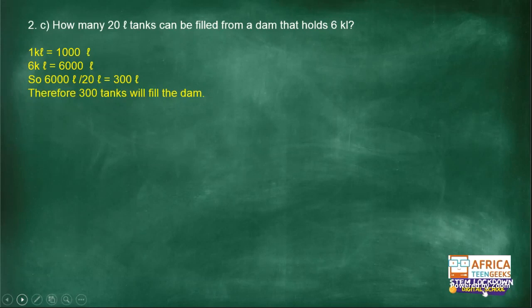So we're not multiplying, we divide, and the answer will be 300, right? Therefore, we'll have 300 20-liter tanks that will have to be filled for the dam, sorry, that will have to be used to fill the dam, okay? So it is 300 tanks, okay?